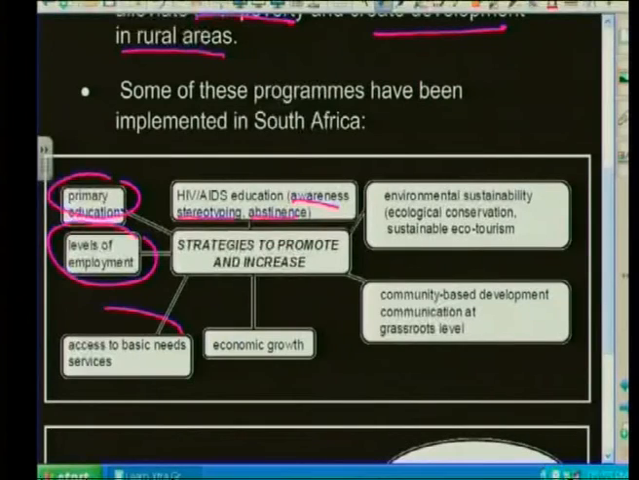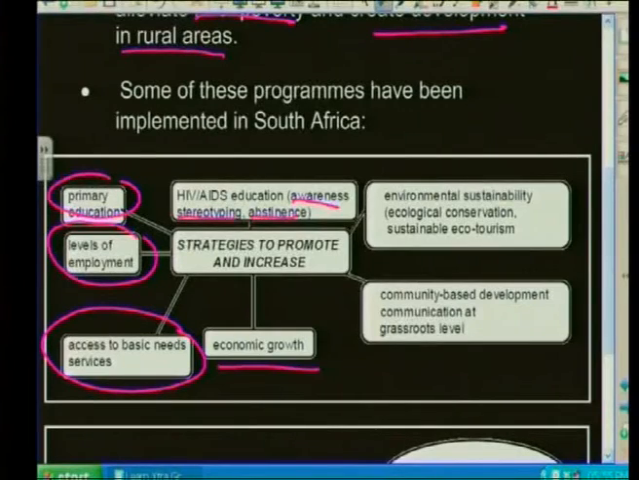Moving on, access to basic needs. One of the most important aspects of rural development strategies is ensuring that our populations are provided with basic needs services. These include the provision of water, housing, food, as well as security and clothing. Access to basic needs is essentially a product of rural development strategies. The economic growth in our country is directly impacted by how effective the government is able to implement these.